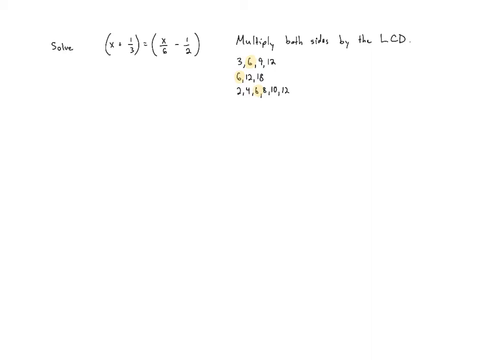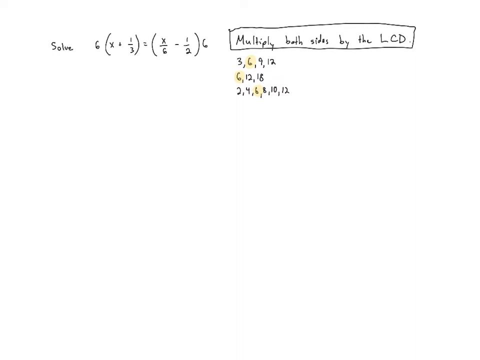Anytime you have an equation that you're solving with fractions in it, you can get rid of the fractions by multiplying both sides by the LCD. This is an incredibly important rule, and it's really, really essential that you're always following this rule. So in this problem, we're going to multiply both sides by 6.